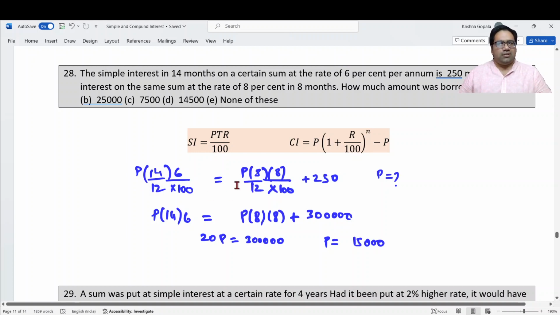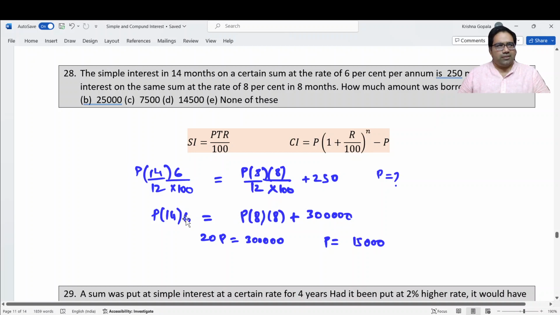14 by 12 years is equal to how much is 250 more than the same sum at the rate of 8% in 8 months. How many years? 8 by 12 is the number of years. P into 8 by 12, time period is 8 by 12 years, into per year how much? 8%, 8 by 100. This equals this plus 250.